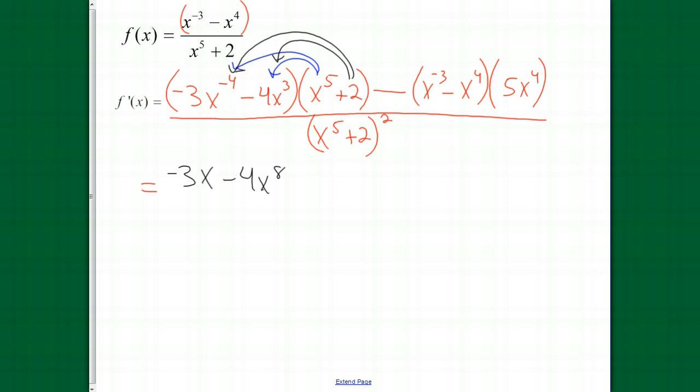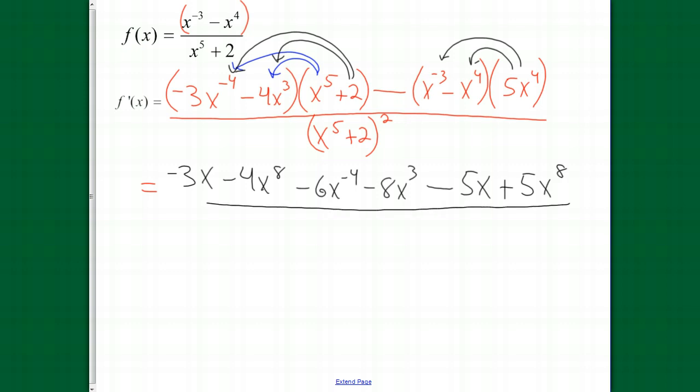Now we're going to multiply 2 by these first two terms. That gives us a minus 6x to the negative fourth minus 8x cubed. That's that FOIL. Then we are subtracting. We've got some distributive property here. We've got to multiply those things. So 5x to the fourth times x to the negative 3. You add those exponents. We get an x to the first power, but it's minus 5x to the first. And then we're going to have a negative 5x to the eighth, but we're subtracting it, so it becomes a positive 5x to the eighth. All of this is over our denominator squared.